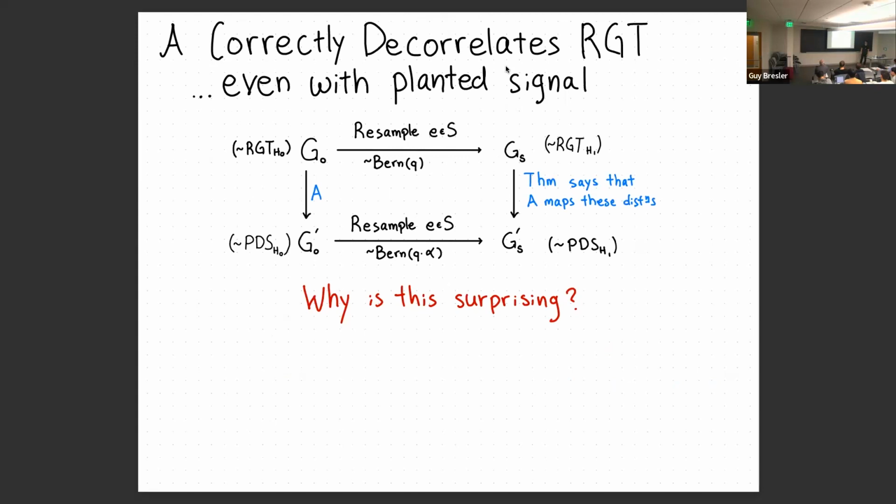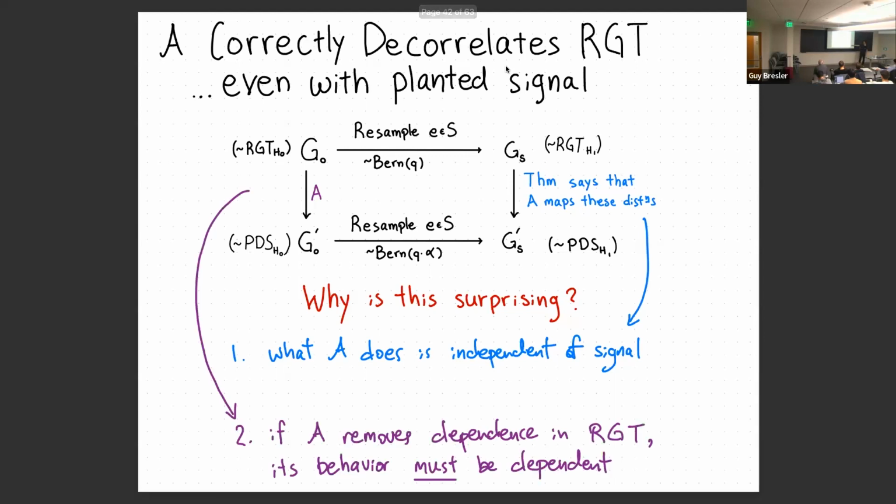So before we explain it, why is this surprising? Well, for one, what the theorem is saying is that, at least let's ignore the actual planted portion, let's consider the rest of the graph. So the theorem is saying that this continues to do exactly what it was doing when there was nothing planted, right? You change a bunch of the edges, but everything out here, the way it's getting mapped is the same. And so what A does is independent of the signal. In some sense, it's kind of a weak dependence statement. But at the same time, if A is removing the dependence in random graph triangles, it necessarily has to behave in a dependent way. And so there's a tension between these two desired properties of the mapping.